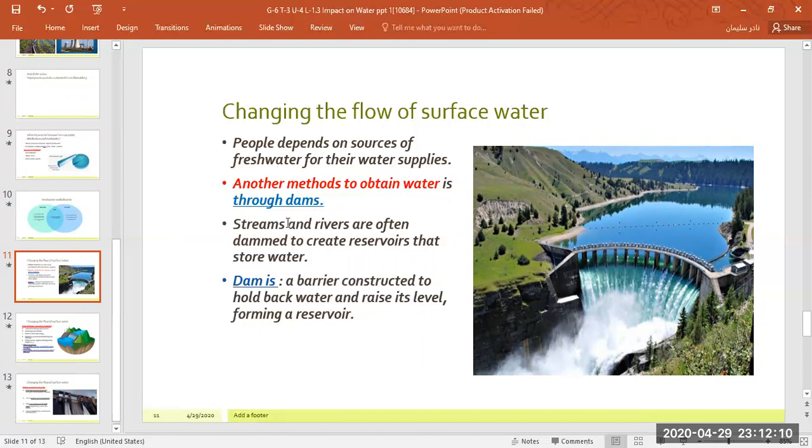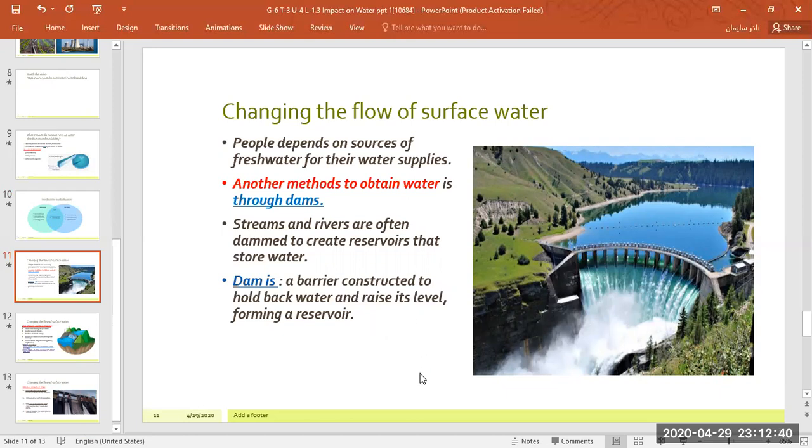What do you mean by dams? Let's see together. First, dams are constructed across the streams and rivers. So streams and rivers are often dammed to create a reservoir. As you see in the picture, this is the dam that is constructed across the river, and it has a reservoir that will store the collected water.